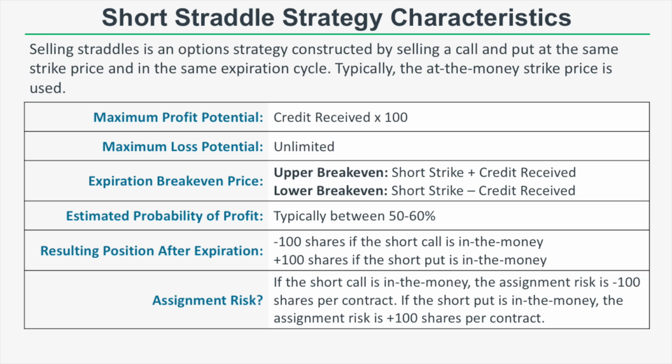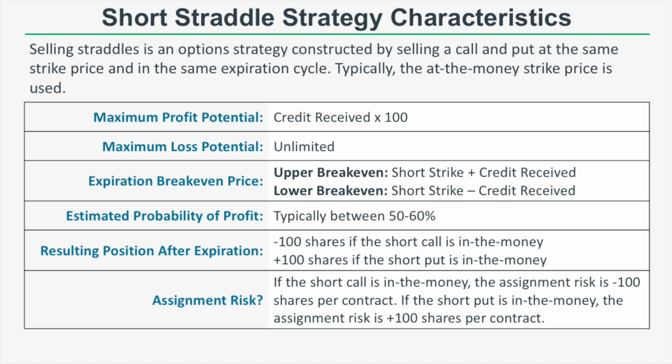Now the resulting position after expiration depends on if your short call or short put is in the money at expiration. If your short call is in the money at expiration, you'll be assigned negative 100 shares of stock per short call option, which is essentially a short stock position of 100 shares per short call. Now if your short put is in the money at expiration, you'll be assigned plus 100 shares of stock per short put contract, which basically means you'll be buying 100 shares of stock per short put contract.